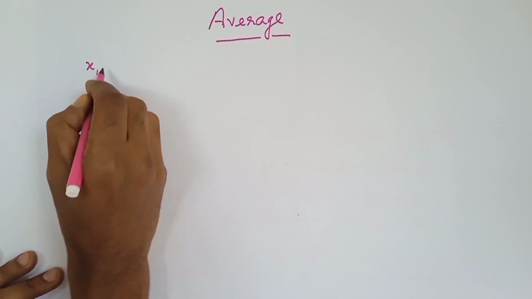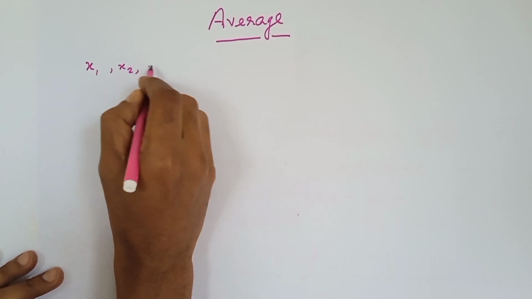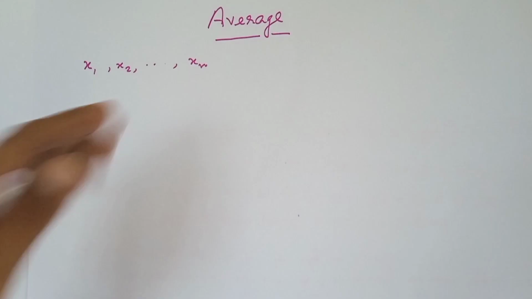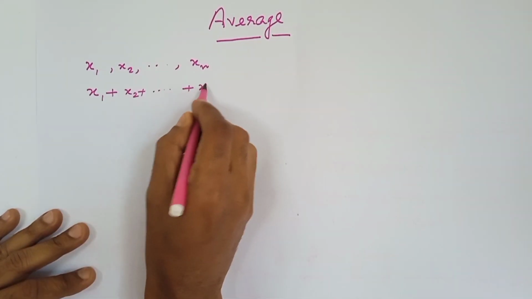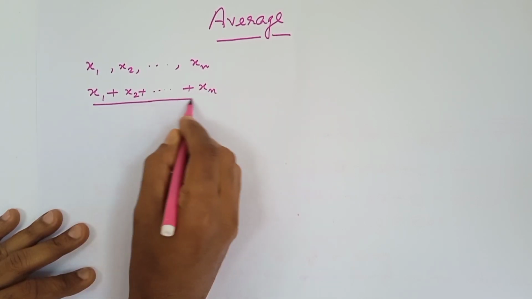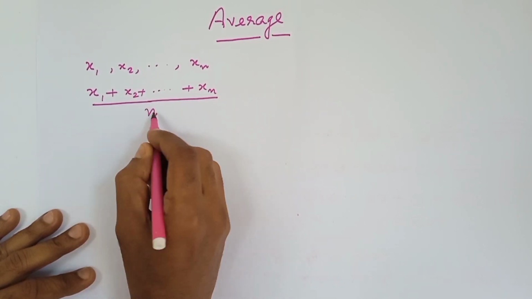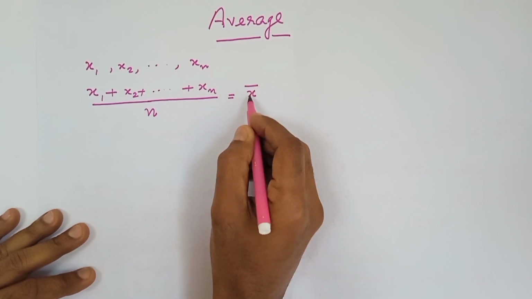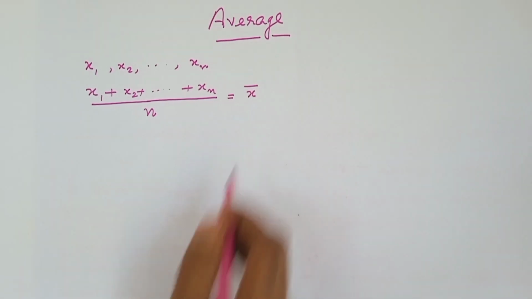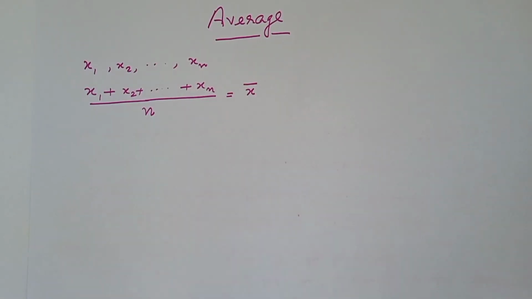For example, if x1, x2, ..., xn are n observations in a data, how do you find out its average? All you have to do is to take the sum of all the observations and then divide it by the number of observations. That's how we find out the average, which we normally denote by this symbol. This is also called the arithmetic mean.